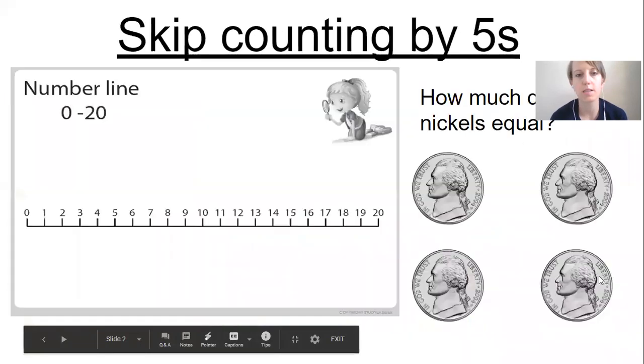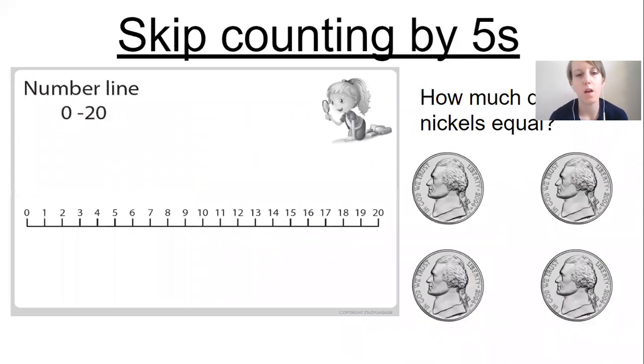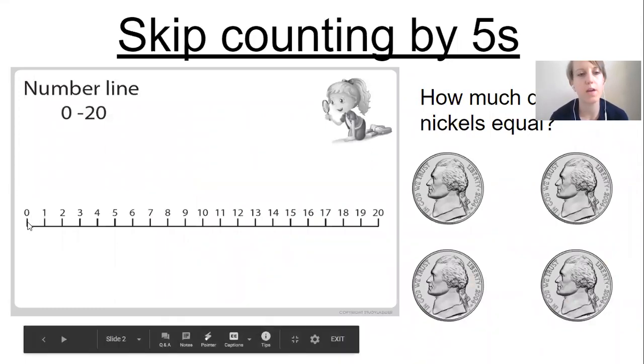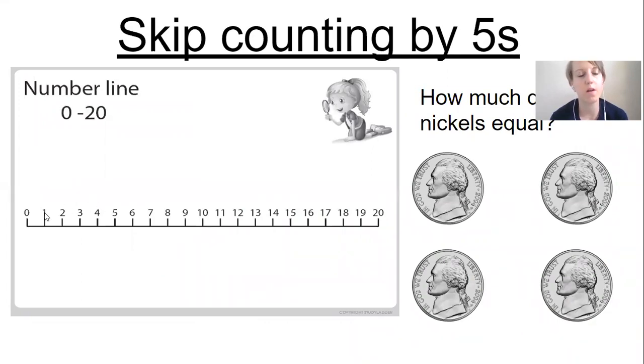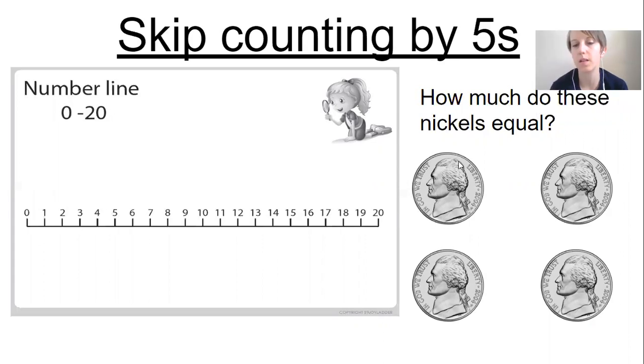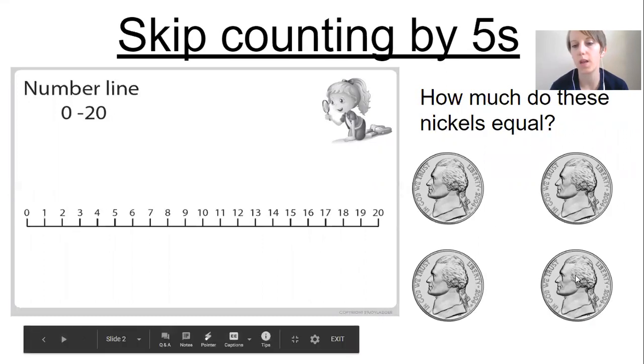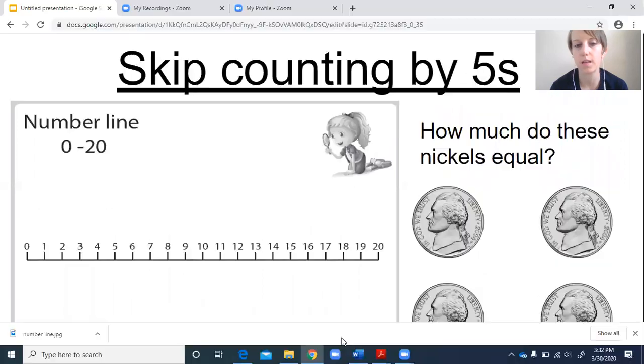All right, let's practice skip counting now by fives using nickels. First, let's look at our number line. Here we have a number line from 0 to 20. If we were going to skip count by 5 on this number line, we would always start with 0 and we would jump 5. So 5, 10, 15, and 20. Okay, so now how much do these nickels equal if each of them are worth 5 cents? Let's count. 5, 10, 15, 20. So those are worth 20 cents.